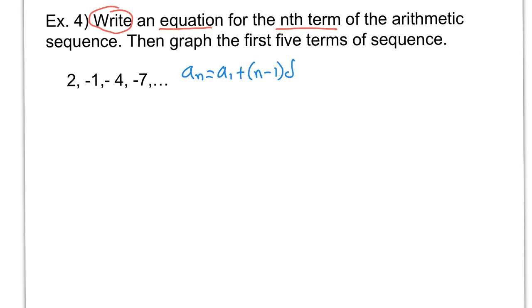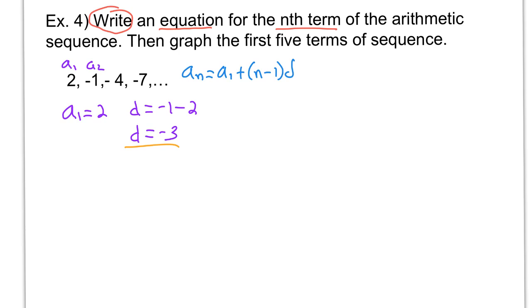So what I need is my first term in that formula. So my a sub 1 is 2. So there's a sub 1. My common difference is going to be my second term, so this is my second term right there, -1 minus the first term, which is 2. So this one is actually -3 for my common difference. So I am subtracting 3 every time.